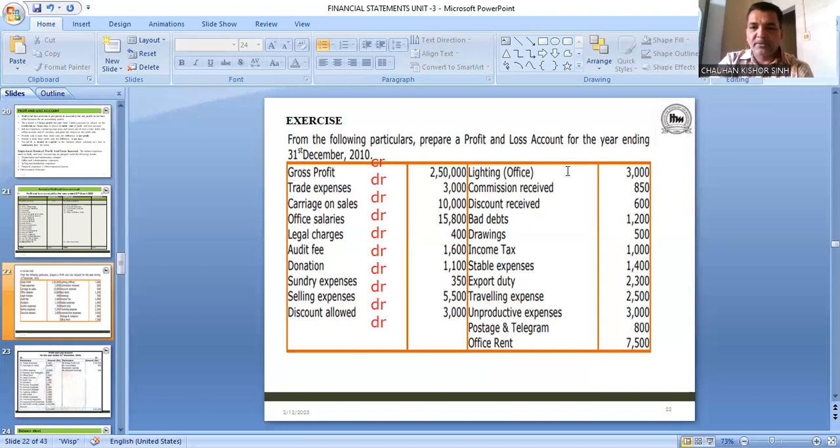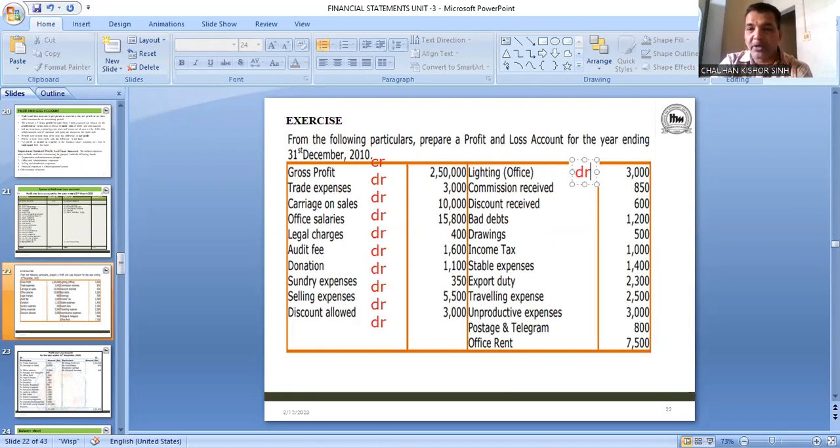Now see, the next point is given here. Lighting. And this lighting is of the office. Very clearly they have mentioned this is the electricity charge of the office. So definitely it is an indirect expense. It will go to the debit side of the profit and loss account. But suppose lighting and in brackets it is written factory, then that would be a production expense.